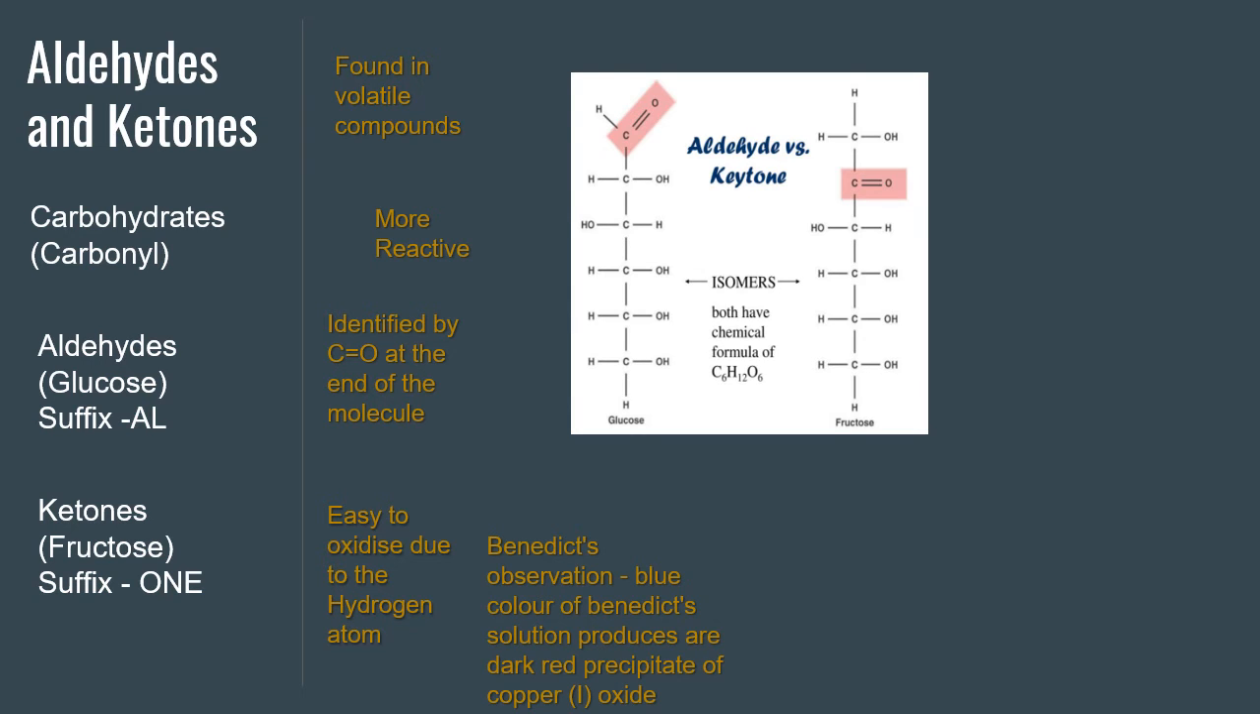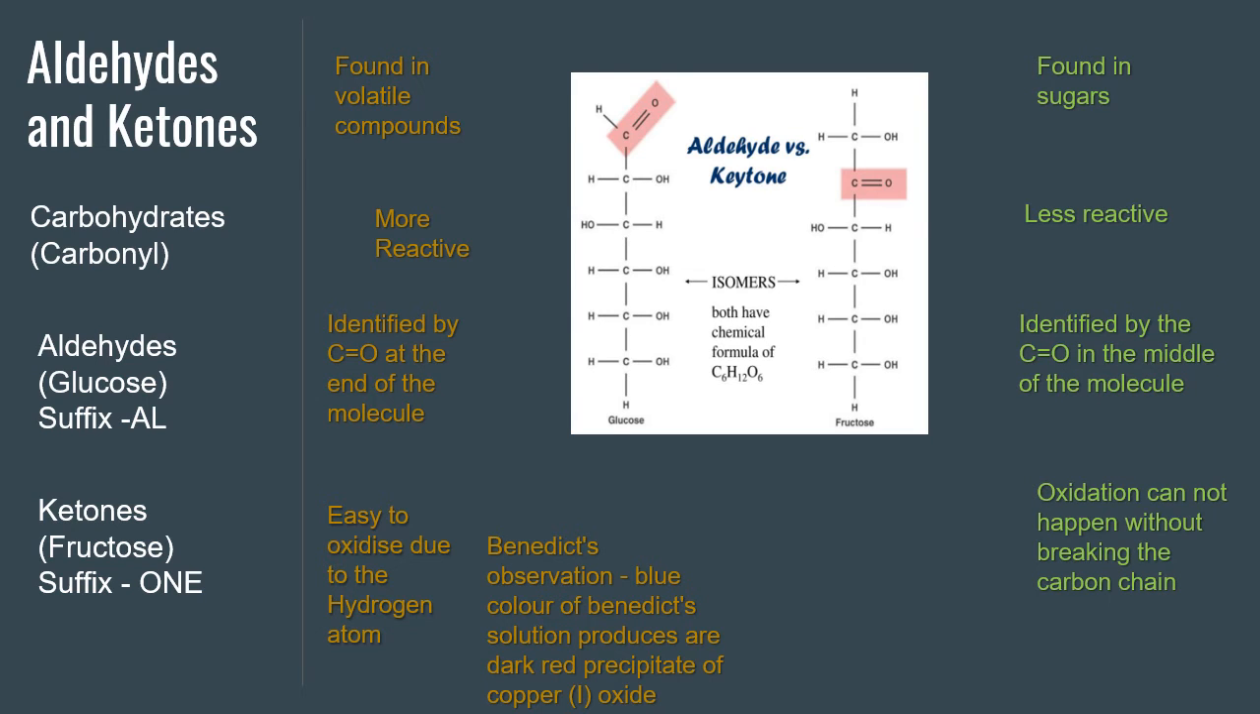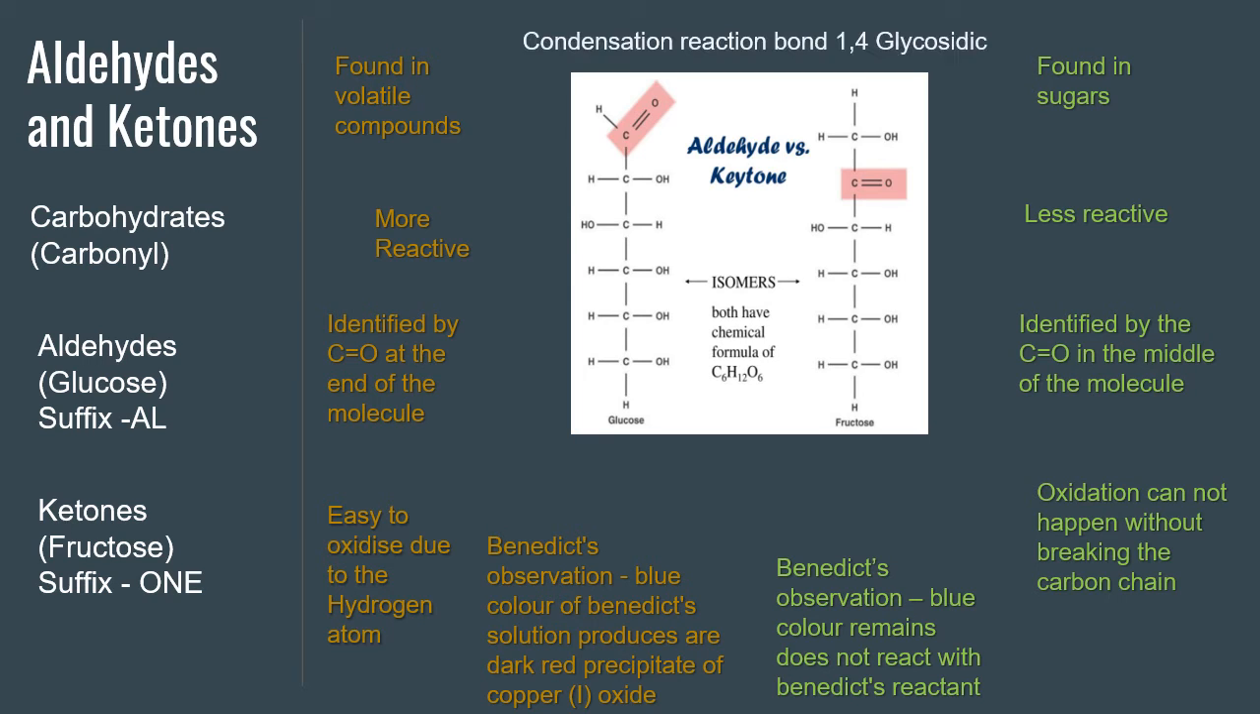and the Benedict's test is an identification test to test whether aldehydes or ketones are present. If an aldehyde is present, a dark red precipitate will show. Ketones are found in sugars, and they're less reactive. Oxidation cannot happen without breaking the carbon chain, and with the Benedict's test, there is no change to the blue colour. It remains as there are no aldehydes present.